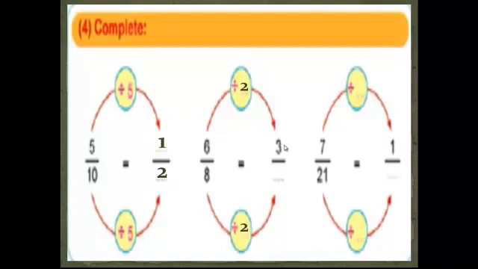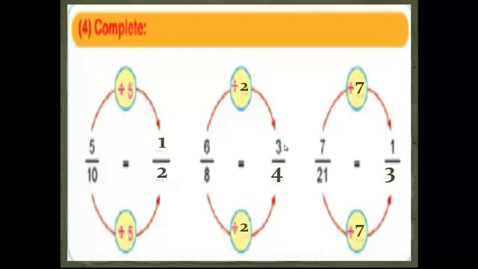The last one, we have 7 over 21 equals 1 over blank. 7 becomes 1, so it becomes smaller. This means we are going to divide. Okay, 7 divided by what equals 1? 7 divided by 7. And as we divide the numerator by 7, this means we are going to do the same for the denominator. So 21 divided by 7. 21 divided by 7 is going to be 3.